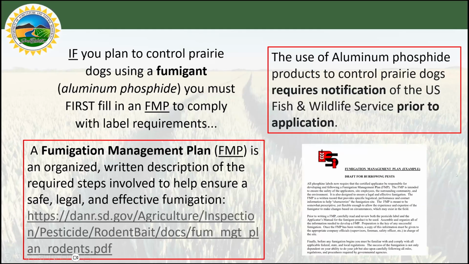Katie mentioned that before you control prairie dogs, or any pest inside, like in a grain bin, using a fumigant like aluminum phosphide, which is Phostoxin, as an example of a brand name, you do have to complete a fumigation plan ahead of time. And as a private applicator, you would have to add the non-soil fumigation endorsement onto your regular private applicator license.